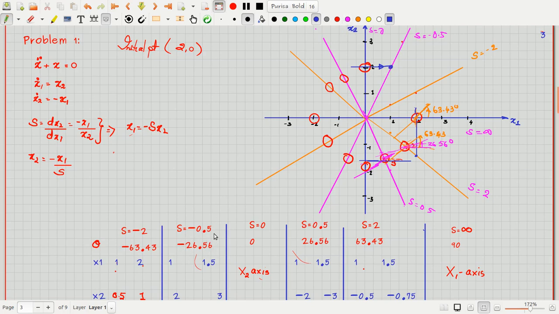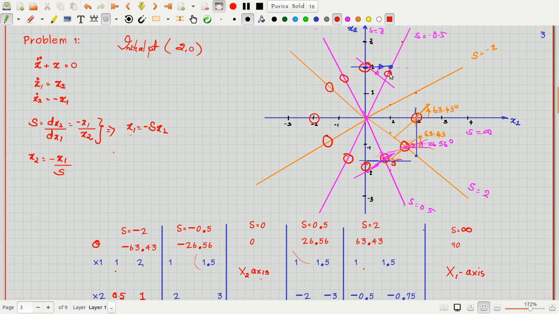Minus 0.5 means minus 26.56 degrees. So I have to take from here in the anti-clockwise direction minus 26.56 and then draw this line. So I have drawn the blue line with 0 degrees and the violet line with minus 26.56 degrees, and it has reached another point here. So where should I go through? I should go through the midway between these 2 points. So my next point would be somewhere here.